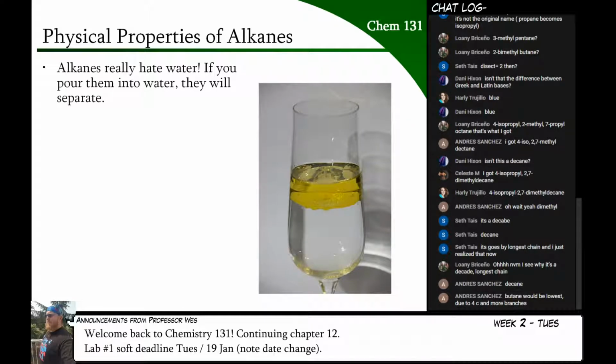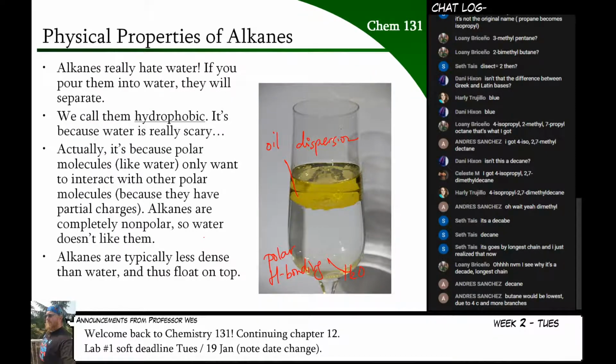The last thing that we'll talk about before we go is that alkanes don't dissolve in water because water is polar and can hydrogen bond. So this is H2O. Water does a lot of hydrogen bonding. Up here, oil only has dispersion. And so because those two don't have similar forces, they don't dissolve in each other.